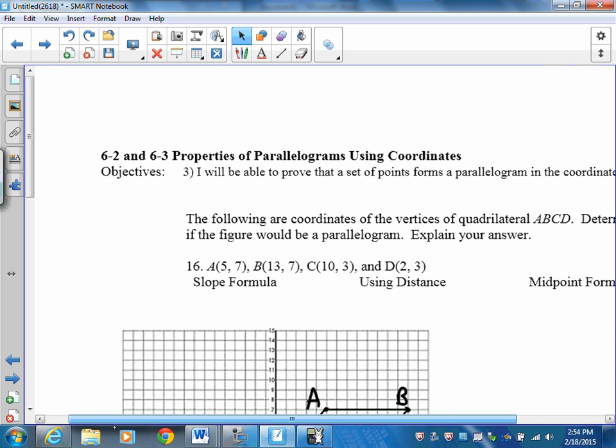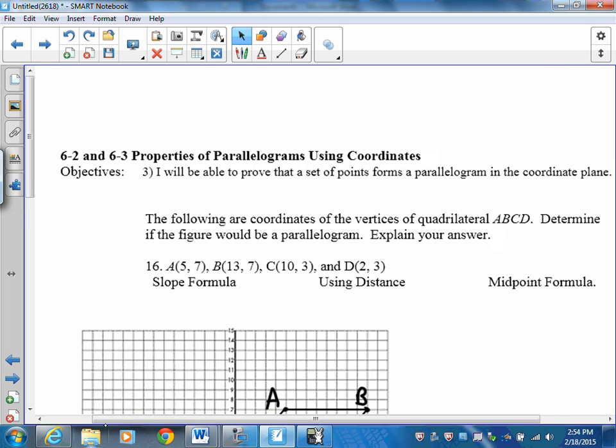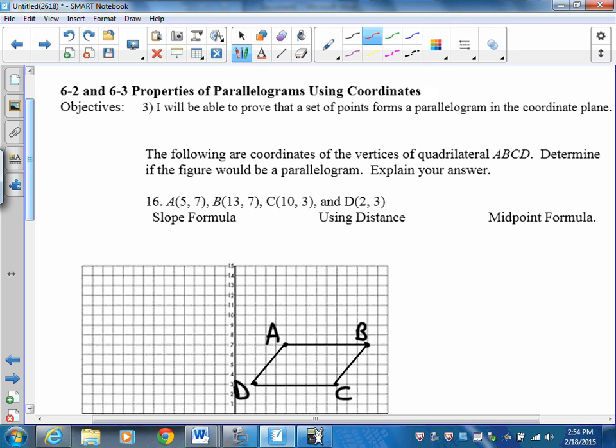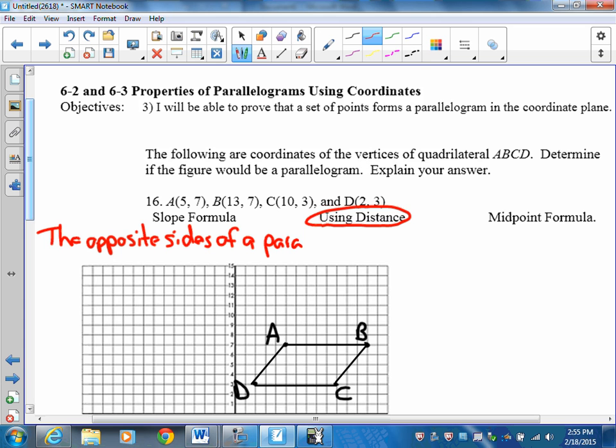So let's take a look at the next thing they're asking us to use. They're asking us to use distance. So using distance, the thing that we need to remember about distance is the opposite sides of a parallelogram are congruent. So if we determine that the opposite sides are congruent, we have a parallelogram.